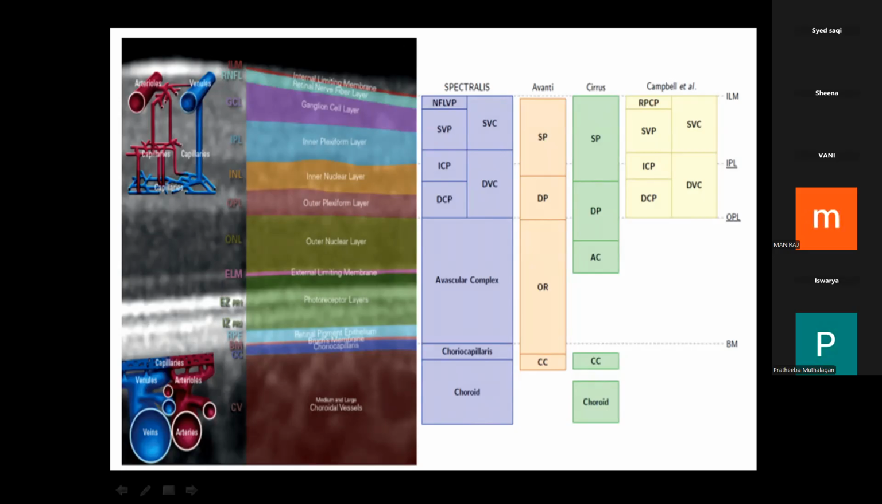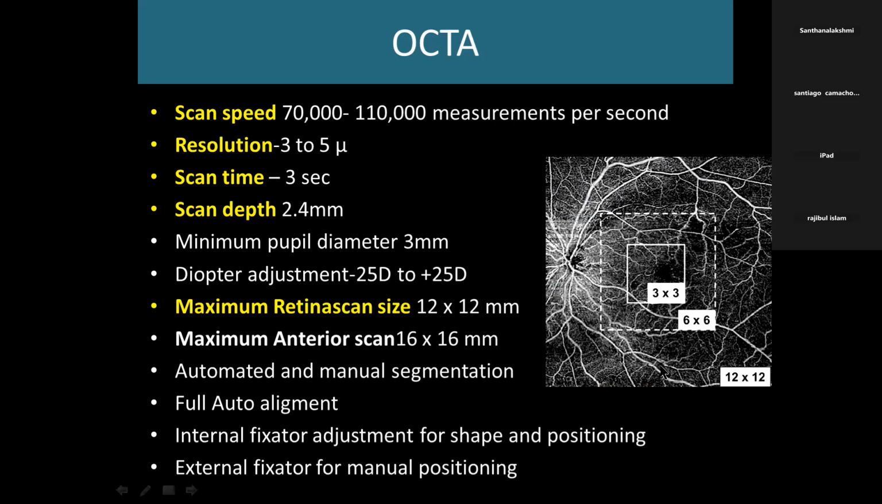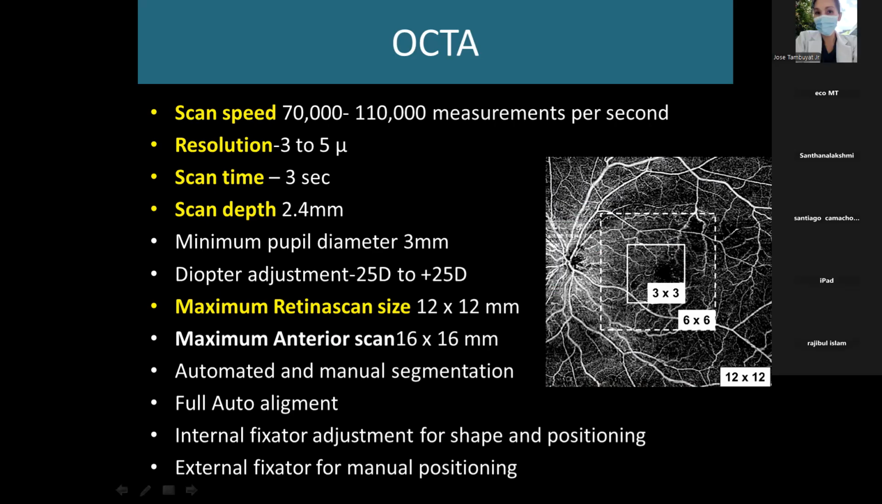Usually, for all the OCTA machines, the scan speed ranges from 7,000 up to 70,000 to 1 lakh. They will have a resolution of around 3 to 5 microns. Scan time is approximately 3 seconds. Like OCT, there will be a refractive error dioptric adjustment. For the retinal scan, maximum you can go up to 12 by 12. You can start with 3 by 3, then 6 by 6, and go up to a maximum of 12 by 12. If you have an attachment for the anterior segment, you can also get an anterior segment scan from limbus to limbus, which is around 16 by 16. Like an autorefractometer or any other measurement, this will be a fully auto-aligned machine. It will have a fixator also.